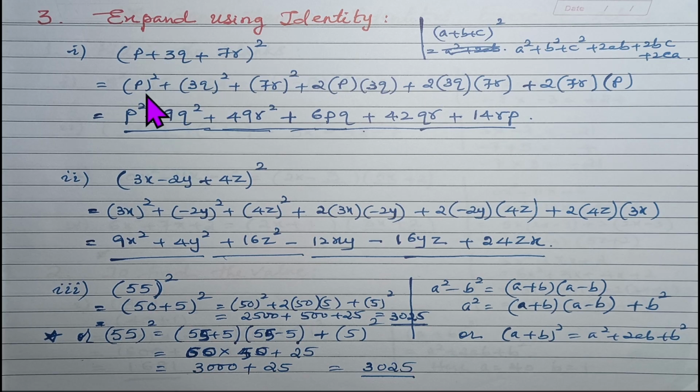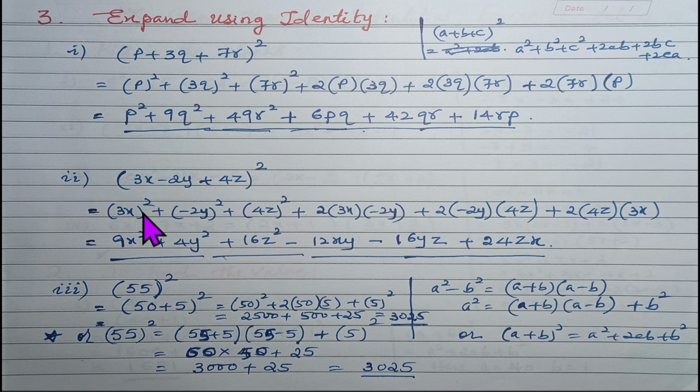P whole to 2 is p square, this is 9q square, this is 49r square, this will be 6pq, this will be 42qr, and this will be 14rp. So that is how we can use an identity to write the expansion of the square of any polynomial. Now again here the same identity we have to use.